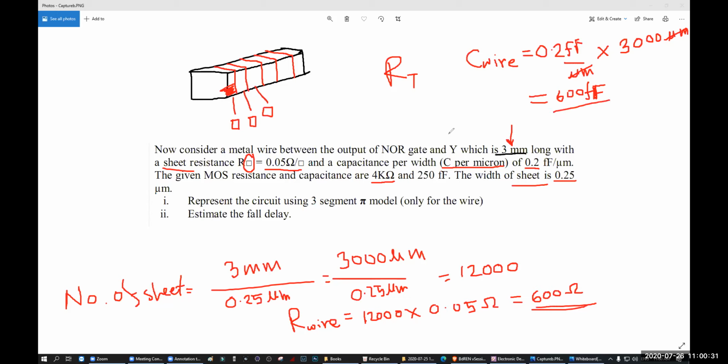That's it. Now, let's solve the math. Okay, remember, this is 4 kilo and 250. Remember these four values. C wire is 600, R wire is 600. MOS resistance is 4 kilo, MOS capacitance is 250. Okay? Now, you have to represent the wire. That means circuit wire. You have to represent the wire using 3-segment pi model or T model.